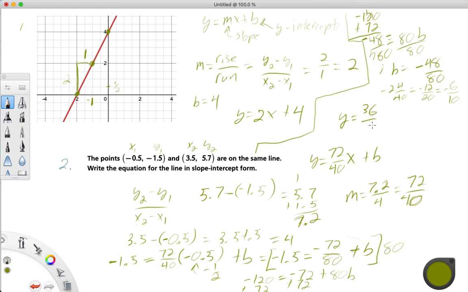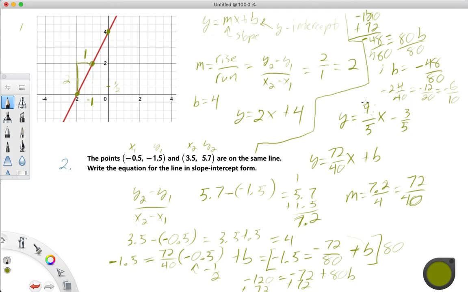So that was 36 over 20. Which 36 over 20 becomes 18 over 10, which becomes 9 over 5. So 9 over 5, 9/5 x minus 3/5. 9/5 x minus 3/5. And you can test this.